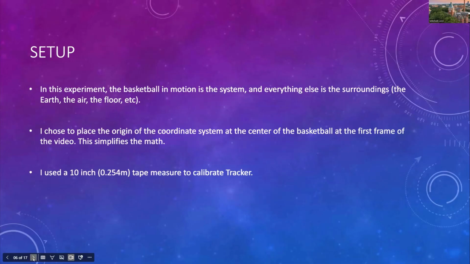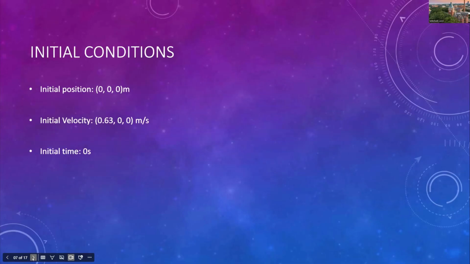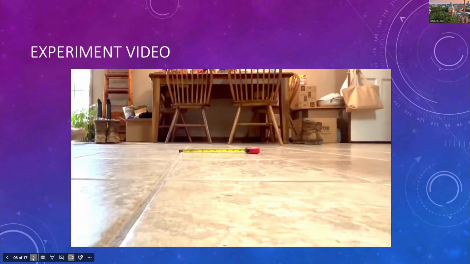For the setup, the basketball is the system. Everything else, like the earth, the air, and the floor, are the surroundings. I placed the coordinate system at the center of the basketball on the first frame of the video. I also used a 10-inch tape measure to calibrate Tracker. The initial conditions were position at the origin. The initial velocity that I got from Tracker was 0.6300 meters per second. The initial time was 0.